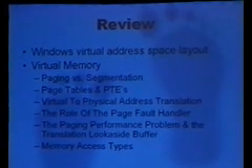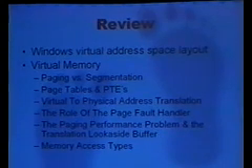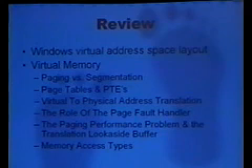The first thing we're going to talk about is the Windows virtual address space layout. Then we're going to talk about some of the more core concepts: paging and segmentation, page tables and PTEs, how virtual to physical address translation is carried out by the hardware, the role of the page fault handler, the paging performance problem, and then how that has been mitigated by hardware using the translation look-aside buffer, and then finally memory access types.